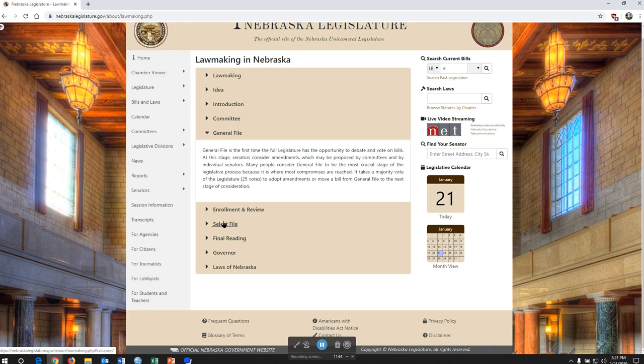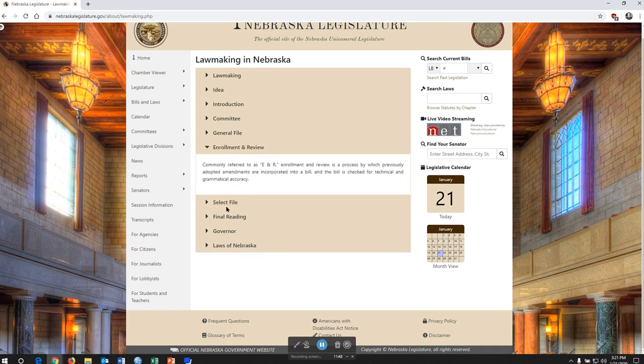So first reading basically is general file. Then it goes to what's called enrollment and review. That's where if there are any amendments to that bill, everything's incorporated into the bill. And then the bill is actually sort of proofread. It's checked for its accuracy. So now we have a bill that's passed its first reading and it's engrossed and registered as a passed general file bill. So step one, really, of voting.